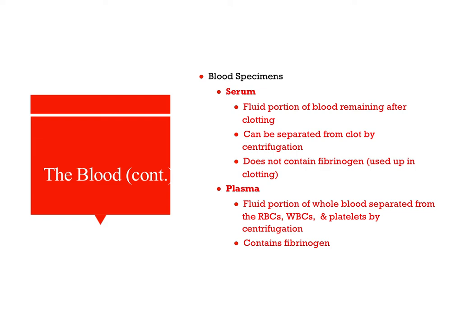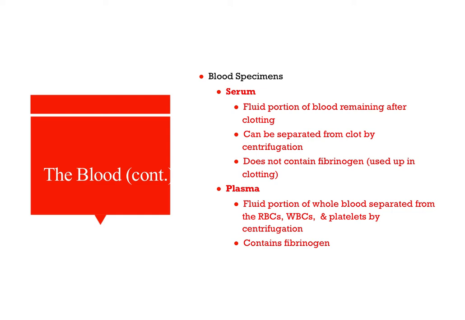Serum. That is the fluid portion of blood that remains after clotting. Okay, it can be separated from the clot by centrifugation. It does not contain fibrinogen because fibrinogen was used up in the clotting process. All right. Then we have plasma. This is the fluid portion of whole blood that has been separated from its formed elements, or red blood cells, white blood cells, and platelets, by centrifugation. It does contain fibrinogen because it did not clot.